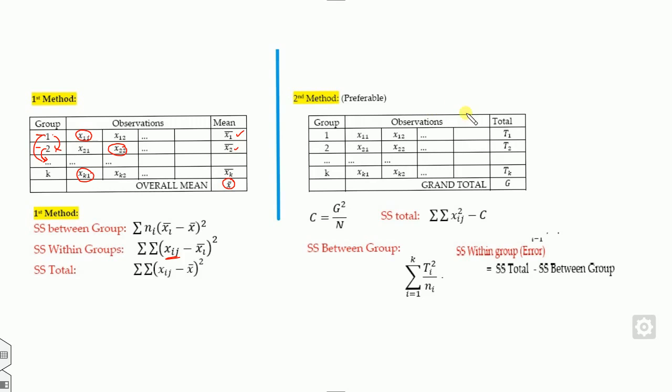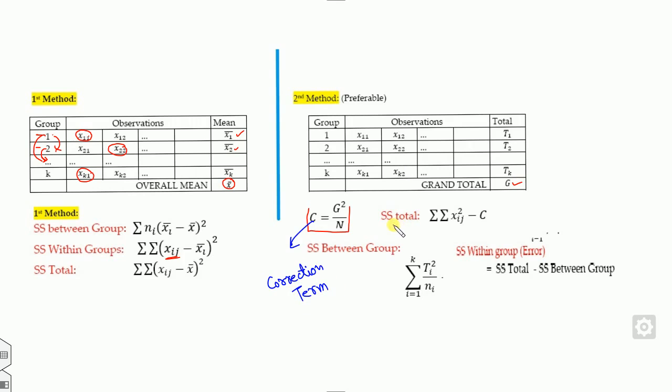While in the second method, I prefer that you first calculate G and then calculate C, which is nothing but G square by N. If you calculate G square by N, it will give you the correction term. This is nothing but called the correction term.